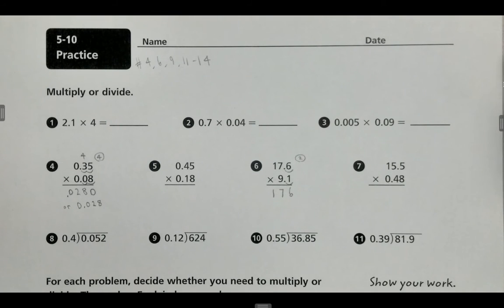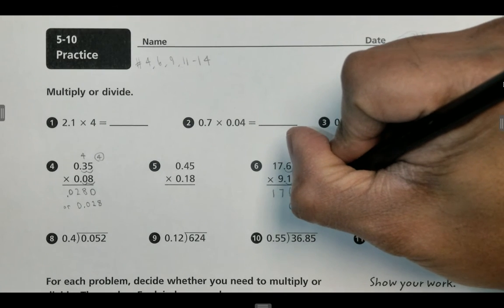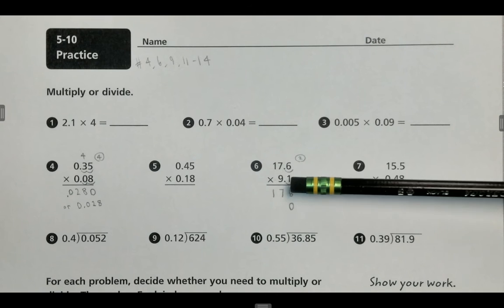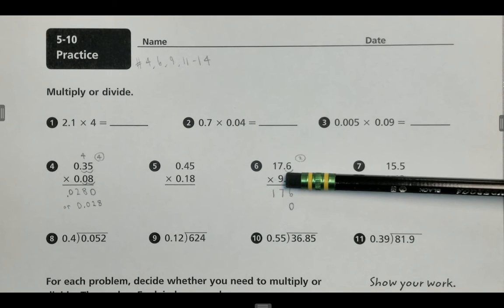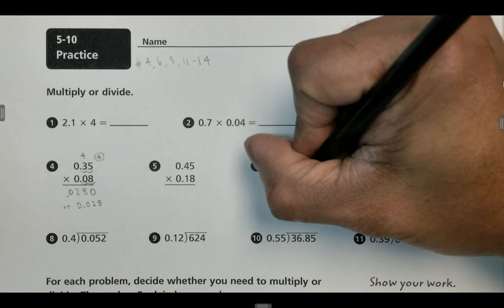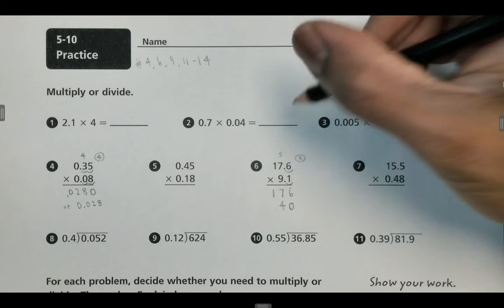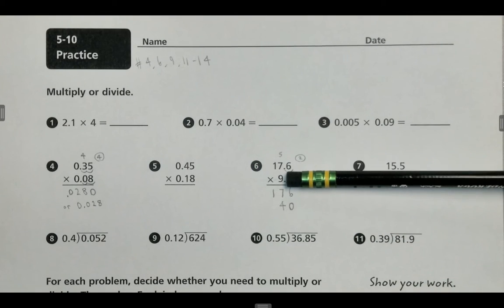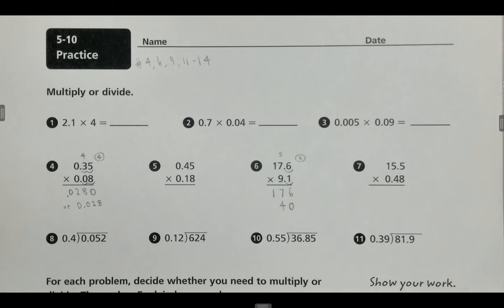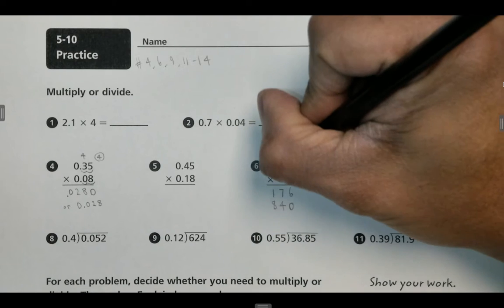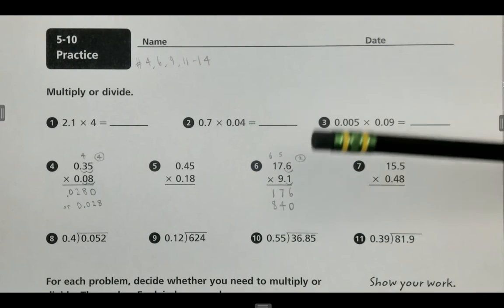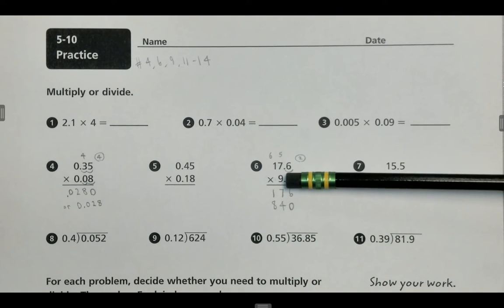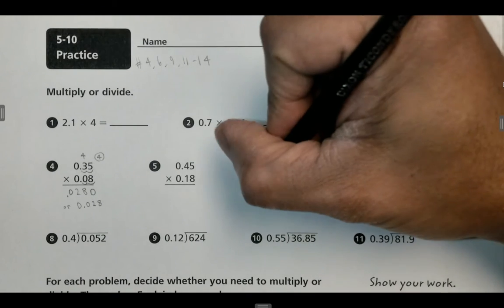Then, remember how we start that second row. We add that 0 placeholder, and then 9 times 6, 54. 4 comes down, 5 gets carried. 9 times 7, 63, plus the 5, 68. 8 comes down, 6 gets carried. 9 times 1, 9, plus the 6, 15.